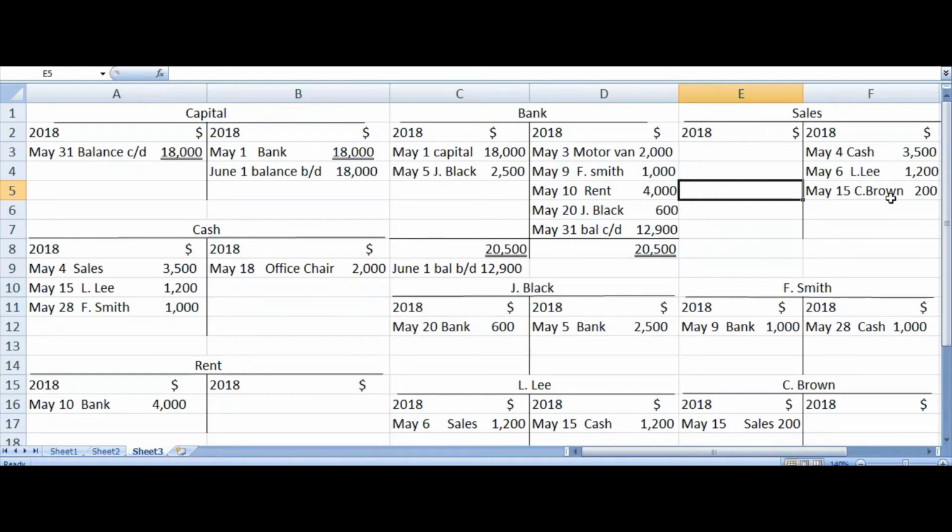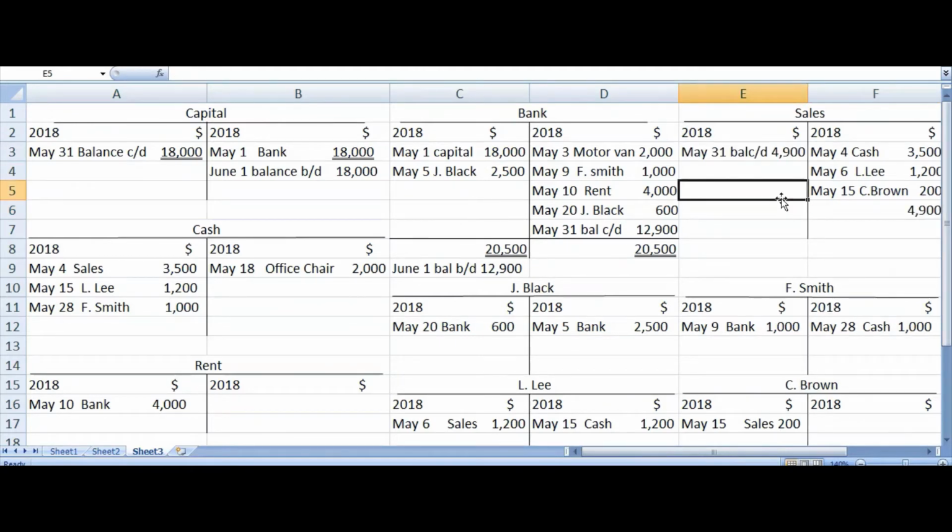Okay, so we move to the sales account. The first thing we're going to do is to compare both sides of the account. So clearly then the credit side is the largest side, with the debit side being 0. So our credit side have a total of 4,900. So we can go ahead and put in the 4,900 because this side is 0. So on the debit side of the sales account, we are going to have a balance of 4,900.